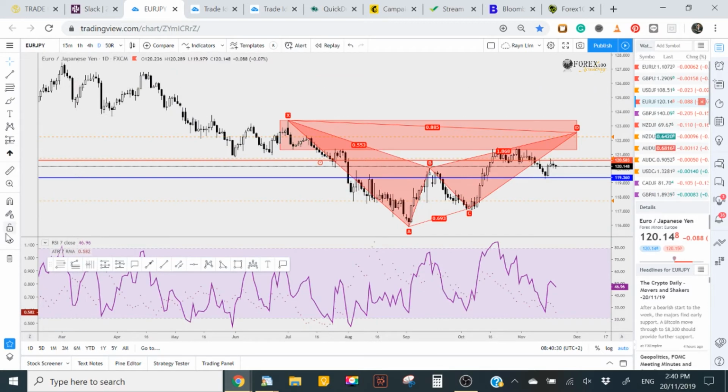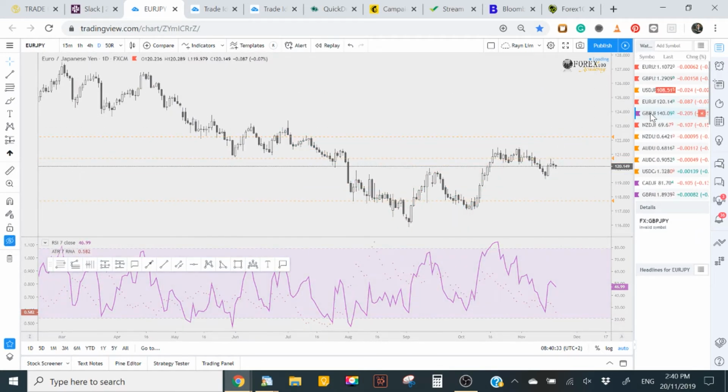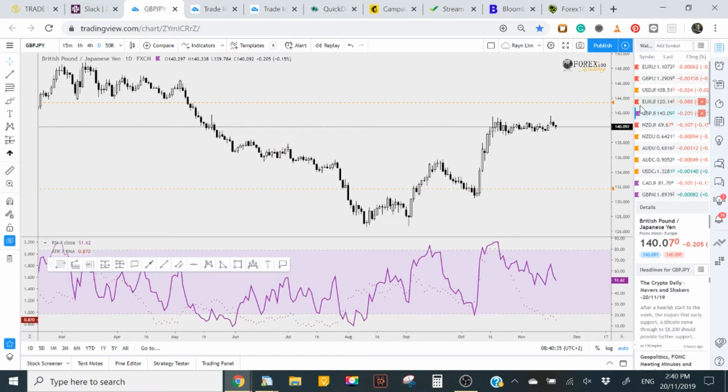The next pair, Pound Yen. Okay, you guys, so we have some setups in Pound Australia. It will be a huge profit opportunity, so please do not leave. It just happens that Pound Australia is always the last pair that I'm going to share.